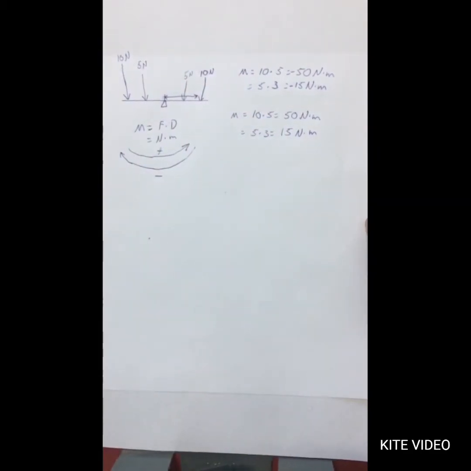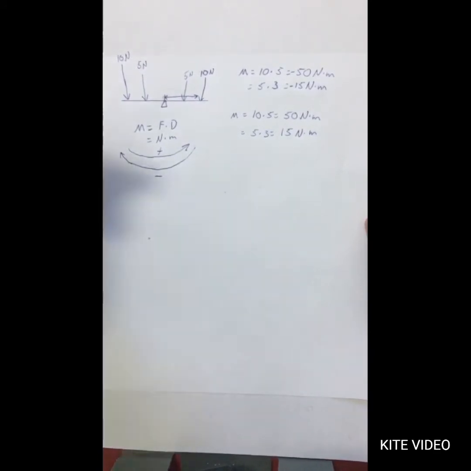Now this brings us to the principle of moments, which states that for a system to be in equilibrium, the net moment must be 0. In other words, the sum of the clockwise moments must equal the sum of the anti-clockwise moments, or the sum of all the moments must equal 0.